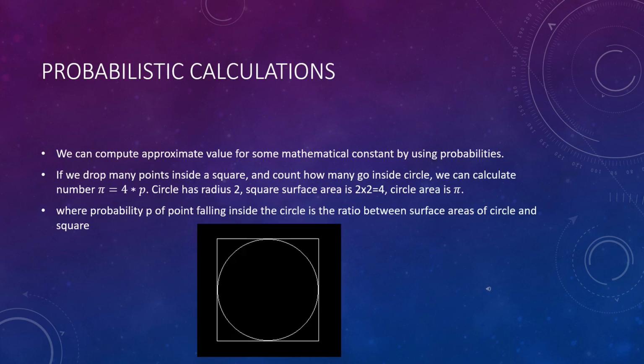Probabilistic calculations. We can compute an approximate value for some mathematical constant by using probabilities. If we drop many points inside a square and count how many go inside a circle, we can calculate that pi is 4 times p. The circle has radius 1, the square surface area is 2 by 2 equals 4, the circle area is pi, where the probability p of a point falling inside the circle is the ratio between surface areas of the circle and the square.